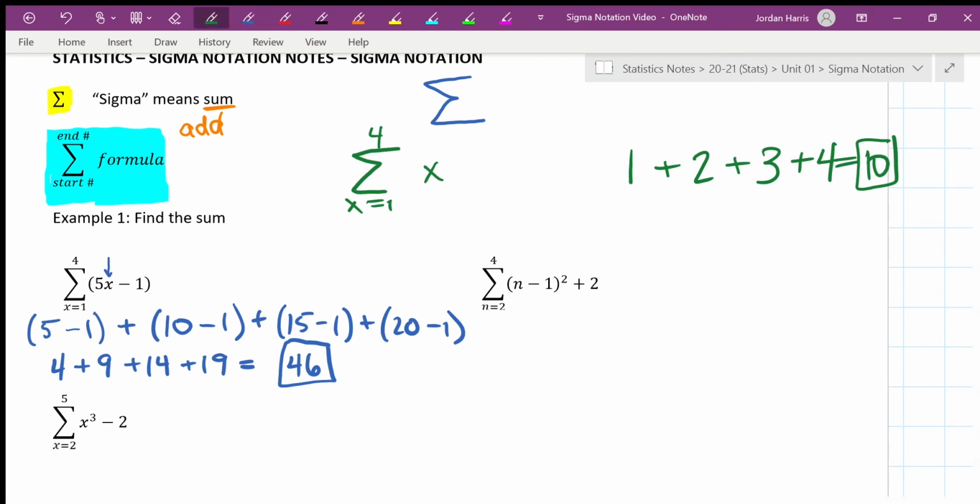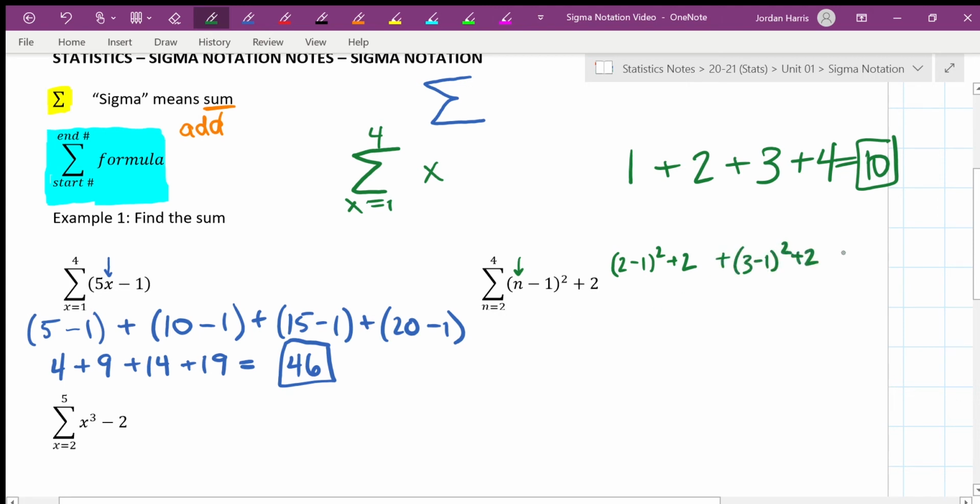Okay, so the next one. Now we have n. The variable doesn't matter. Notice the variable in the equation changes, but it's the same thing. Now we're going to plug in 2, 3, and 4. Okay, it's a little more complicated, so I'm kind of just going to look at one thing at a time. 2 minus 1 squared plus 2. So I'm not going to simplify anything yet. Plus, now I plug in 3. 3 minus 1 squared plus 2. And finally 4. 4 minus 1 squared plus 2.